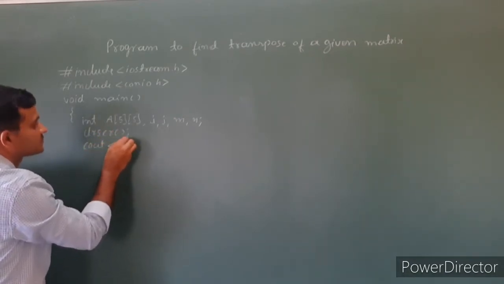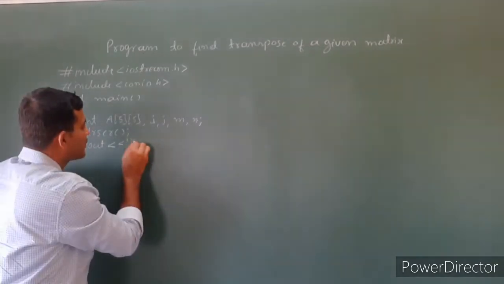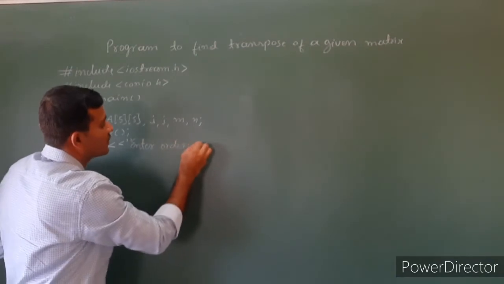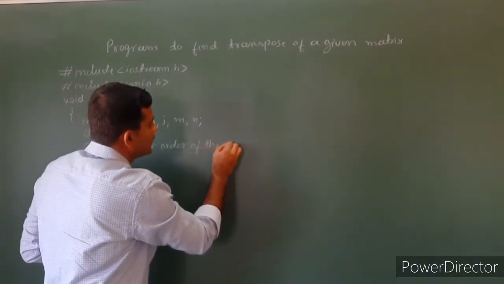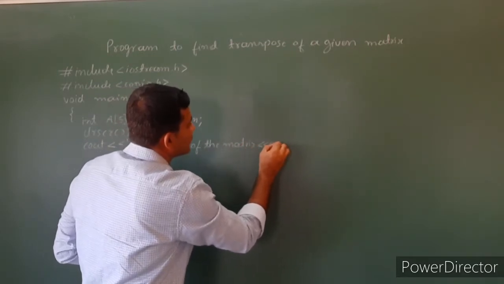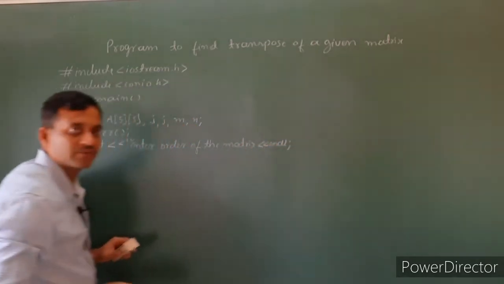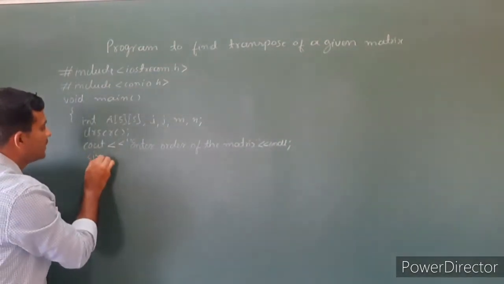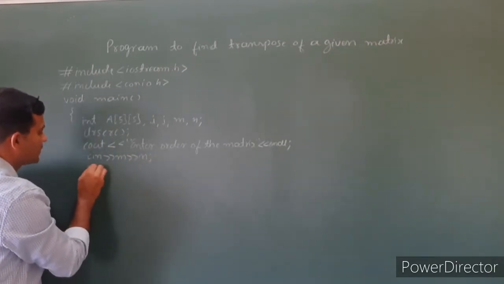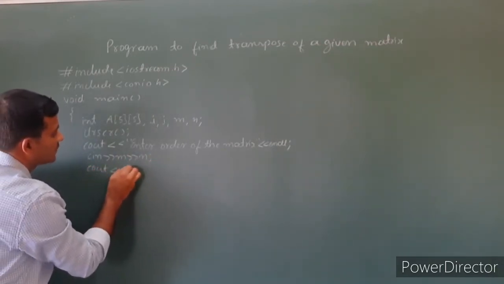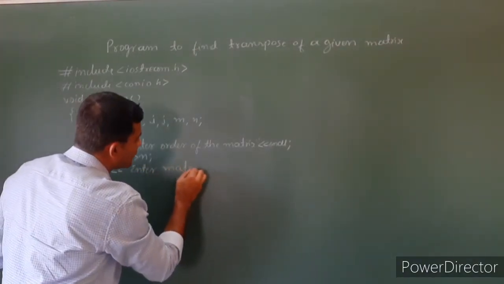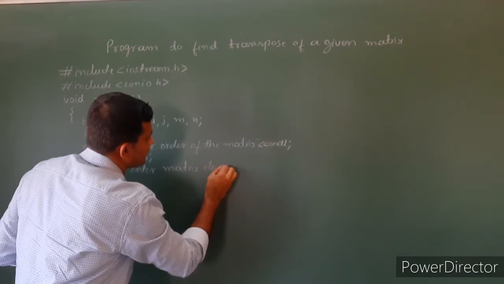Output: enter the order of the matrix. Then cin extraction m extraction n. After that, output: enter matrix elements.